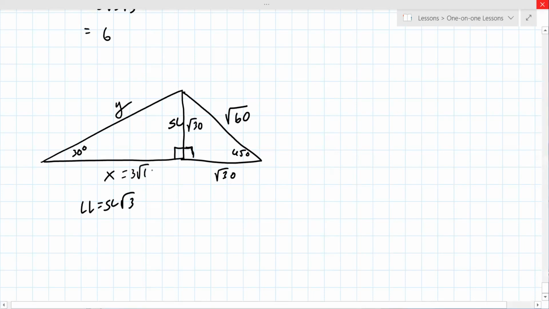Yep. Okay. And then that means y is just square root of 2 times square root 30 is square root of 60, right? You're doubling the number on the outside. So it's 2 square root 30. Oh, right. Yeah. It's like having 2 square root 30s. Yeah, okay. All right. Let's look at something.